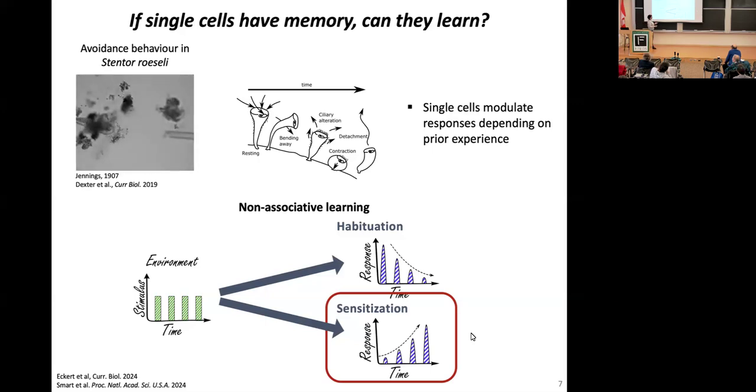And sensitization is very interesting because it has also very often been discussed from an evolutionary perspective, that it is a mechanism that supports survival. So if you have a signal that repeats in the environment, potentially you think, oh, this is probably harmful, so you increase your responsiveness in order to be able to properly survive in this environment.